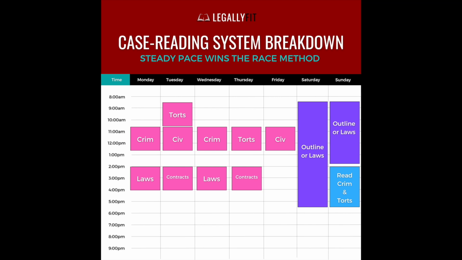So the only reading that we're doing over the weekend for the following week is for CRIM and Torts. CRIM is on Monday, and because Tuesday has 3 classes, and that's a lot to read at the end of Monday, I'm going to go ahead and knock that out on Sunday as well. All right, so I have CRIM and Torts. And then let's go into Monday.